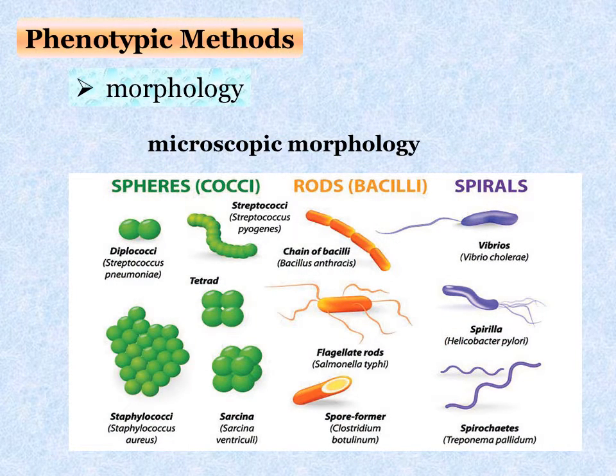Phenotypic characters of bacteria include microscopic morphology. Morphological characteristics include colony morphology such as color, size, shape, opacity, elevation, margin, surface texture, consistency, and so on. These characteristics are observed after the incubation period in the cultures on the solid media. In liquid cultures, we can observe the pellicle formation and sediment formation.